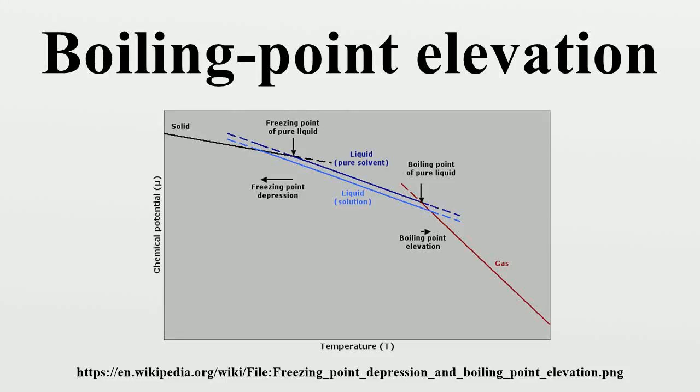Boiling point elevation describes the phenomenon that the boiling point of a liquid will be higher when another compound is added, meaning that a solution has a higher boiling point than a pure solvent. This happens whenever a non-volatile solute, such as a salt, is added to a pure solvent, such as water. The boiling point can be measured accurately using an ebullioscope.